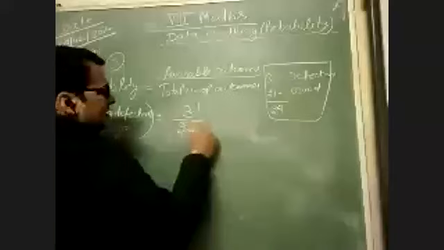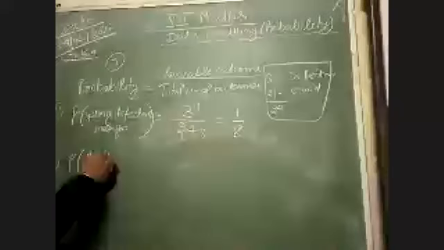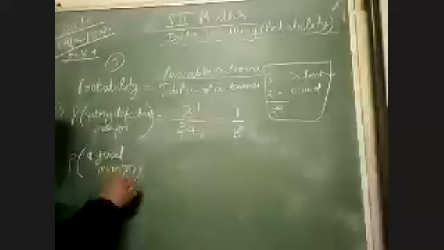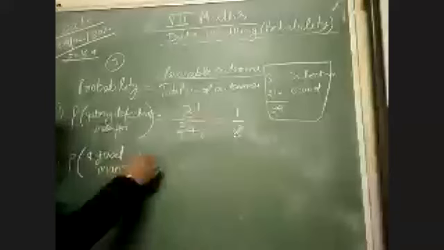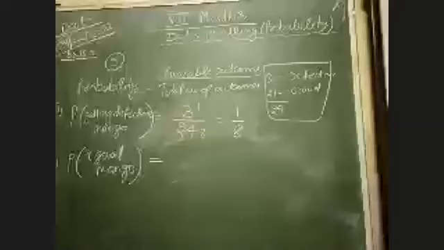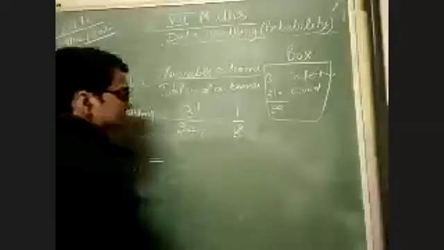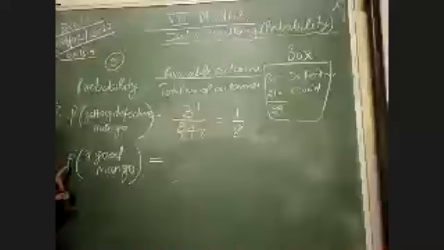Are you getting this point? Now in the second part, you have to find the probability of getting a good mango. There are total 21 good mango in the box. This was your box in which 3 defective and 21 good mangoes are there. Total 24 mangoes are there, and we have to find the probability of getting a good mango.